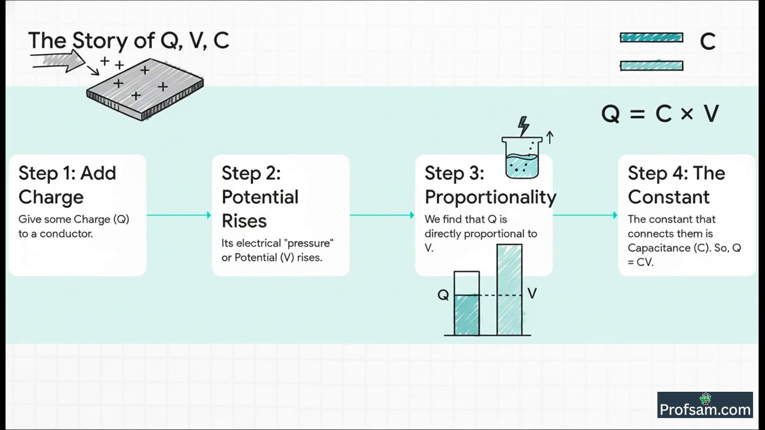And step 4, whenever we have a proportionality in physics, we introduce a constant to make it an equation. And that constant of proportionality here is our capacitance, C. And that's how we get the most fundamental equation, Q equals C times V.